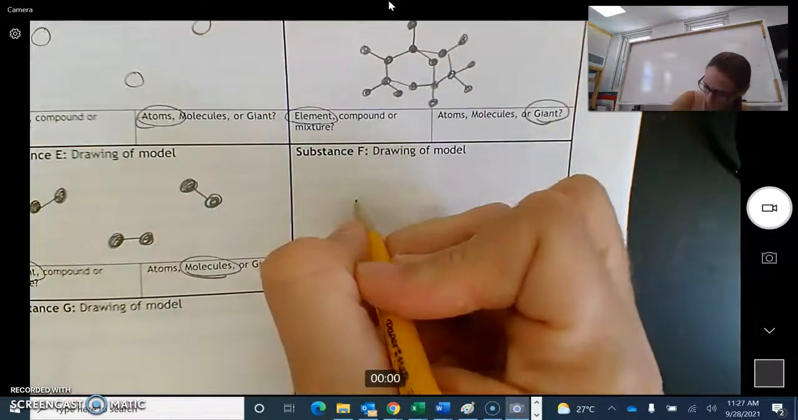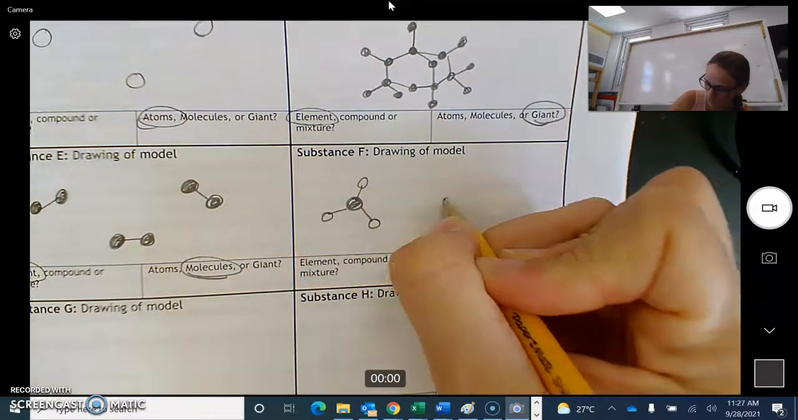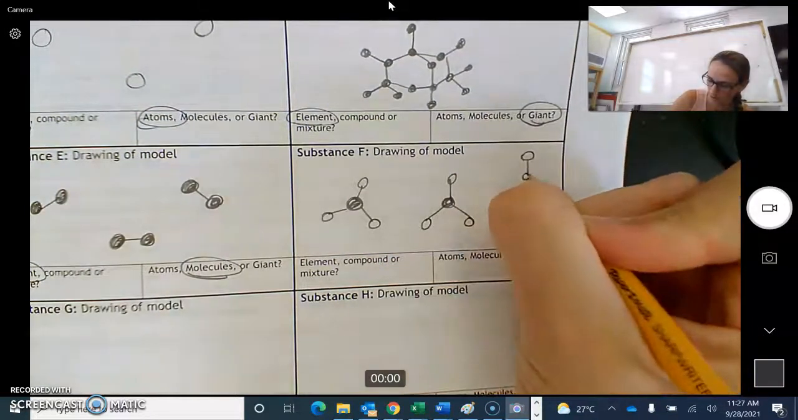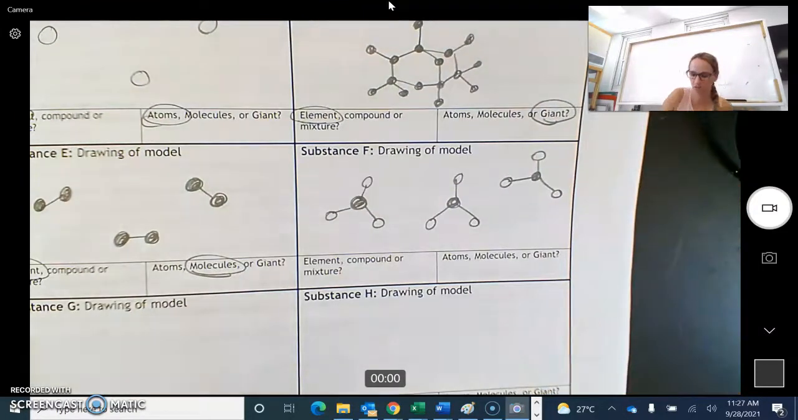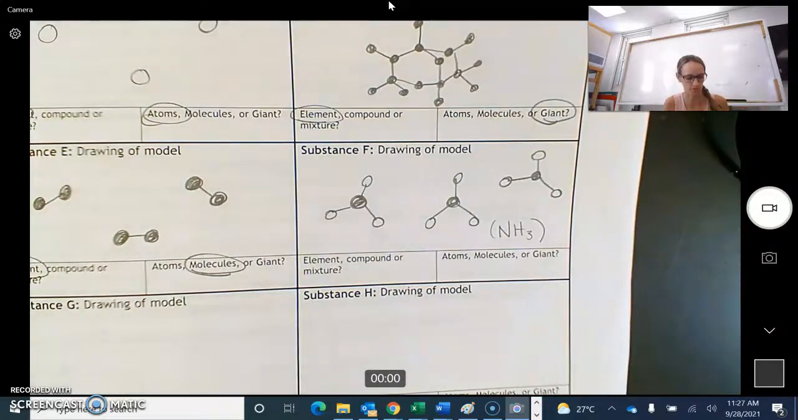Substance F had a blue atom in the middle, and 3 white ones around it. Blue is nitrogen, and the white are hydrogen, which makes this a very interesting substance. NH3 is the formula. Just a little bonus fact for you. That's called ammonia.